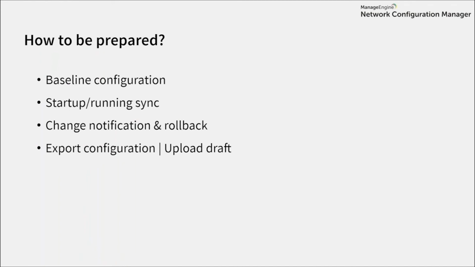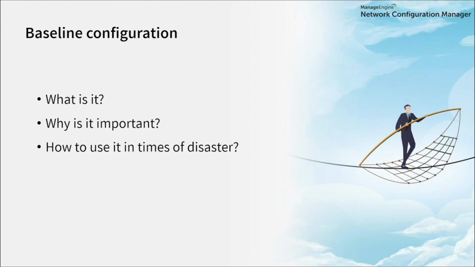So you can be prepared for a network disaster by ensuring that you have baseline configuration versions for most of your devices, and you'll have to sync the startup and running configuration. You can trigger change notifications, and a rollback mechanism can be configured, or you can export configurations. So let me tell you how these different operations work with respect to network disaster recovery.